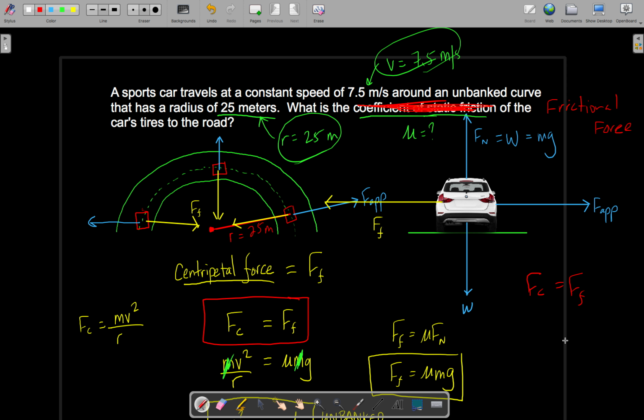And if the question is asking for frictional force, then all we know is the velocity and the radius, which is that. All you need to do is just break down the centripetal force to this, which is mv squared divided by r, and you can just say that is the frictional force, and then you can just plug in your values and solve it.